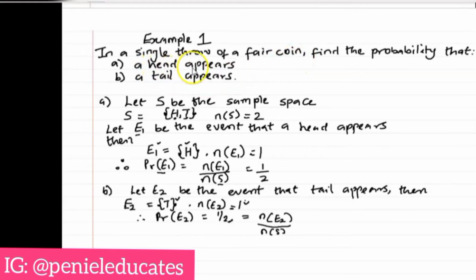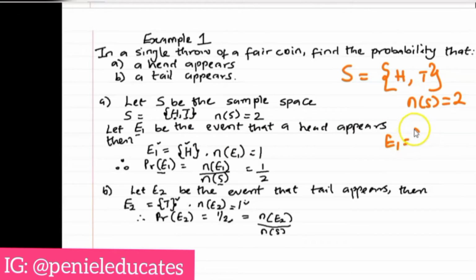Now, if we look at this example: in a single throw of a fair coin, find the probability that a head appears, or a tail appears. Let the sample space be S. The sample space is either head or tail, so our sample space, NS, is 2. Let E1 be the event that a head appears, so the probability of E1 is the probability that a head appears.